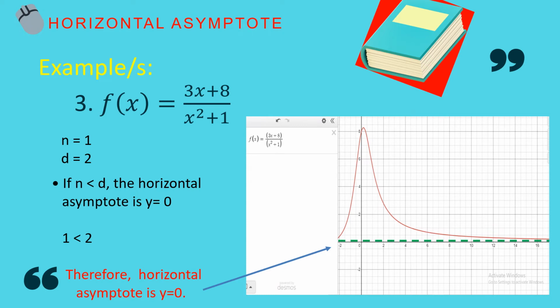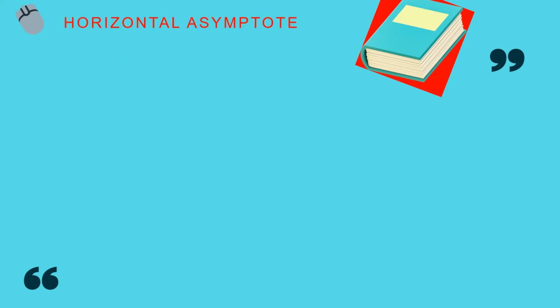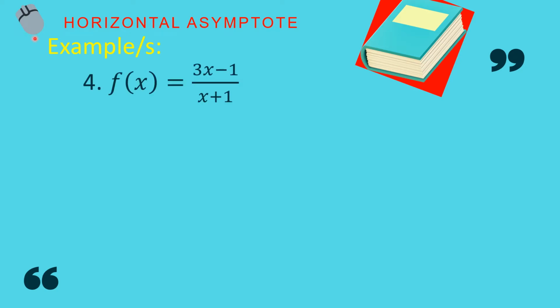Next, example number 4 in horizontal asymptote. So the given is f of x is equal to 3x minus 1 all over x plus 1. So we are going to get the degree of n and d. So to get the degree of the numerator, it is 1. Ang degree naman ng denominator is also 1.